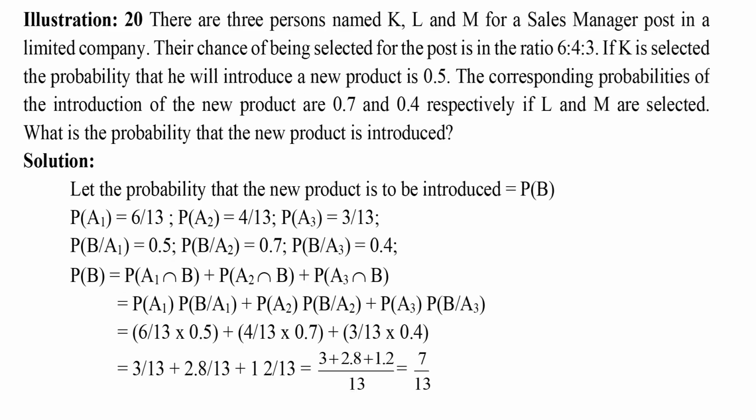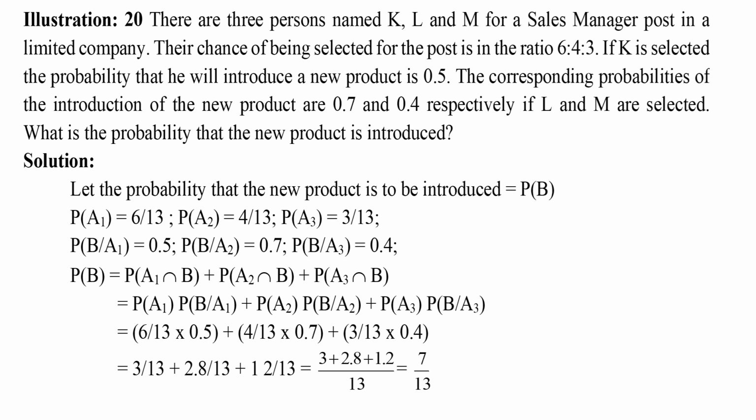Illustration 20. There are 3 persons named K, L and M for a sales manager post in a limited company. Their chance of being selected for the post is in the ratio 6, 4, 3. If K is selected, the probability that he will introduce a new product is 0.5. The corresponding probabilities of the introduction of the new product are 0.7 and 0.4 respectively if L and M are selected. What is the probability that the new product is introduced?